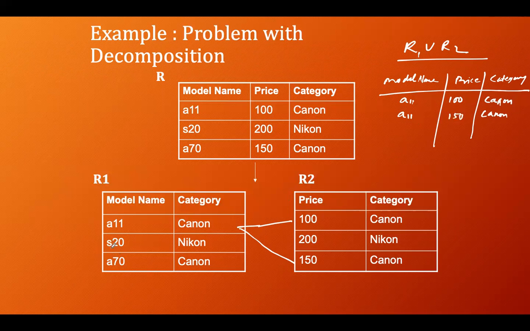Now let's go for the second one. S20 Nikon. Can we join with this? No. Can we join with this? Yes, we can join with this, with the common attribute. So S20 200 Nikon. Now next is A70 Canon, we can join it with this Canon. So it will be A70, 100, and here we have Canon. Again Canon, yes, we have another instance of Canon here. We can join it. A70, 150 Canon.